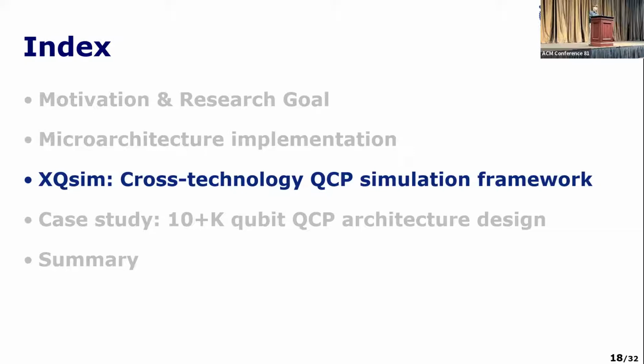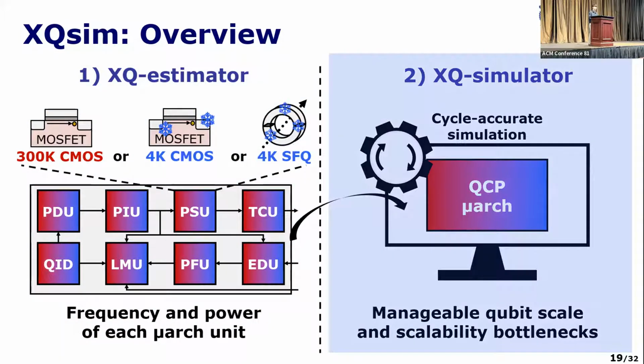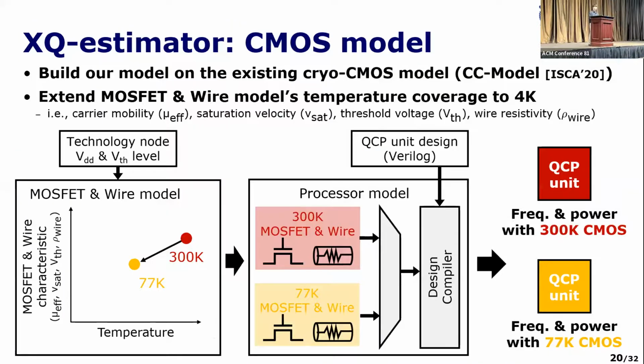From now on, I will introduce XQsim, our cross-technology quantum control processor simulation framework. This is the overview of XQsim. XQsim consists of XQestimator and XQsimulator. First, XQestimator predicts the frequency and power of each microarchitecture unit for various temperatures and device technologies. Next, based on the frequency and power, XQsimulator runs a cycle accurate simulation and reports the manageable qubit scale and the scalability bottlenecks. Let me first introduce our XQestimator CMOS model.